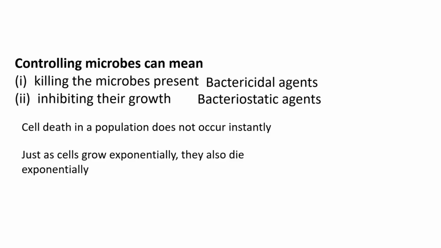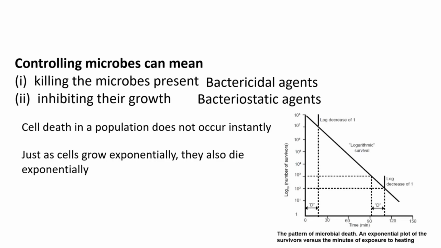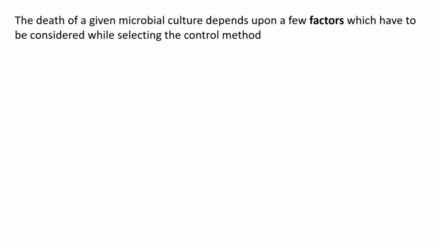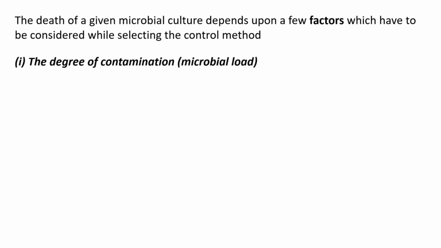If the logarithm of the population number remaining is plotted against time of exposure of the microorganisms to the agent, a straight line will result, as can be seen in the figure on your screen. The death of a given microbial culture depends upon a few factors which have to be considered while selecting the control method. The first factor is the degree of contamination, which is also called the microbial load.